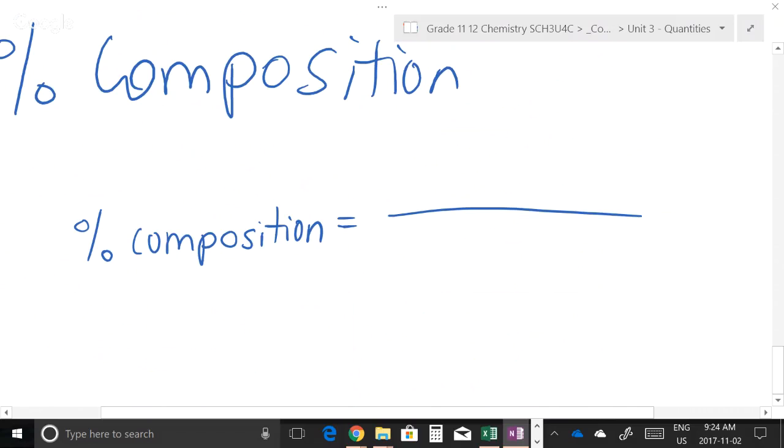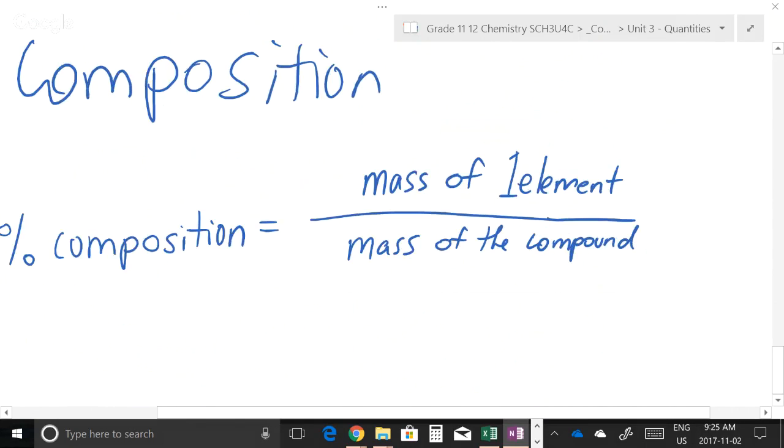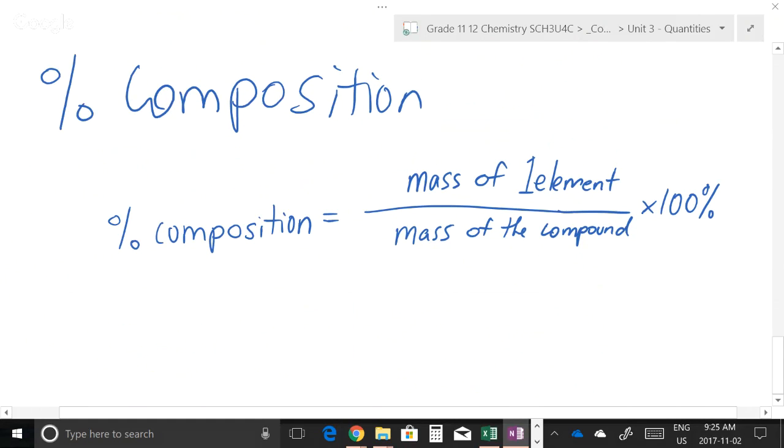So percent composition just means the mass of one element divided by the mass of the whole compound. And then, of course, to make it a percent, we have to... How do you make something a percent? Very good. Multiply by 100. Yeah, percent means out of 100.